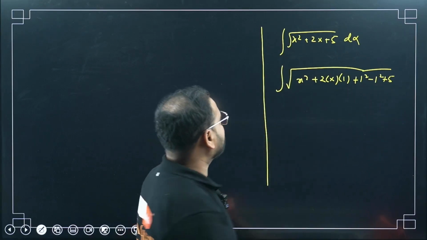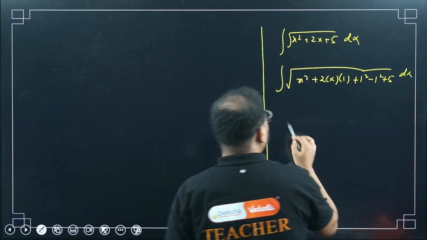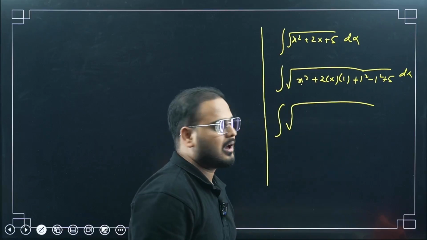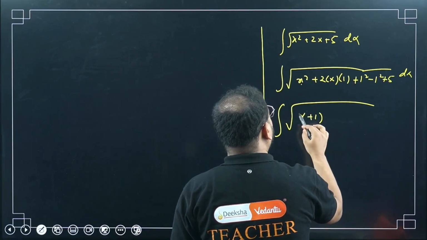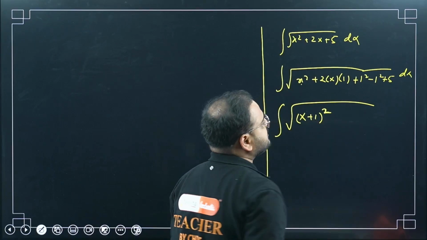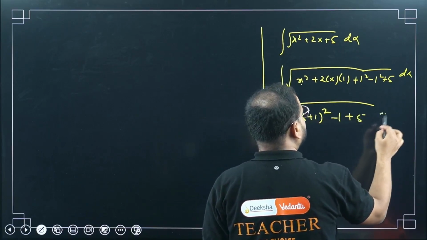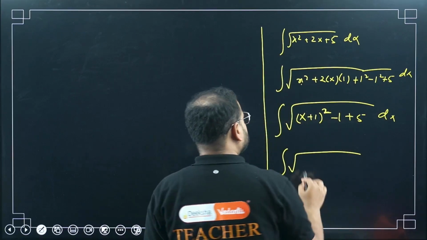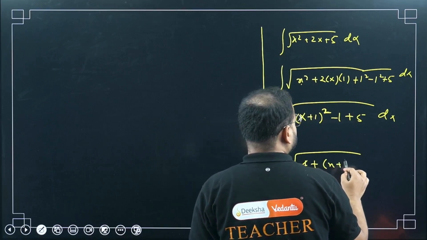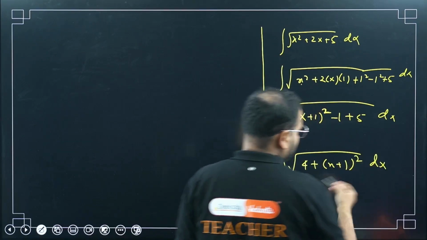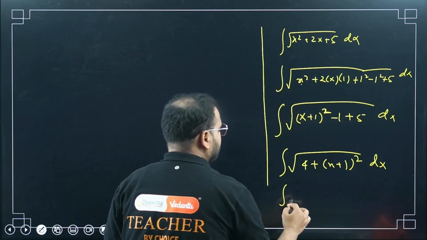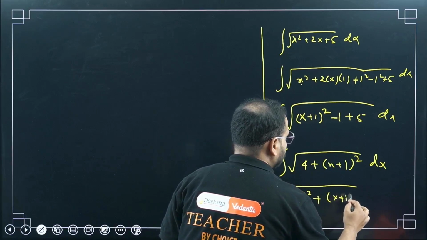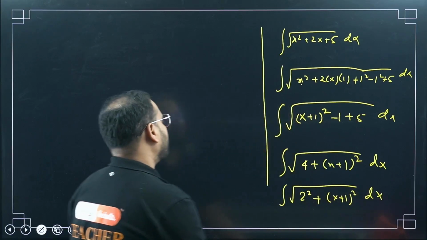Yes, na? Check here. 1 square plus 1 square, how much is that? Please check. dx will come. How much I get? Integration of x square plus b square plus 2ab, how much is that? x plus 1 the whole square. Minus 1 plus 5 dx. Please check. Minus 1 plus 5 is how much? Simply 4, sir. 4 plus x plus 1 the whole square dx. I can rewrite this as 2 square plus x plus 1 the whole square. Now compare with the formula. What does the formula say?